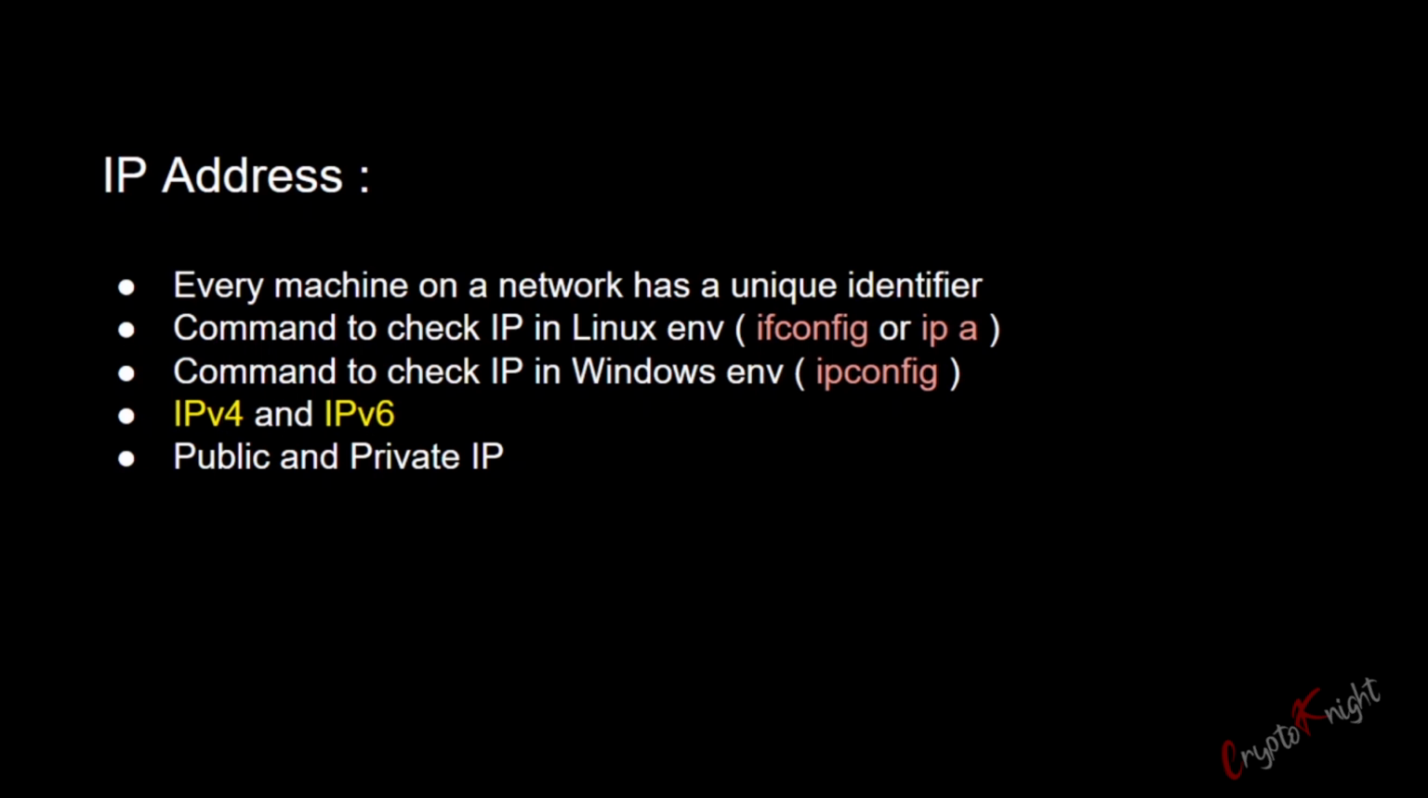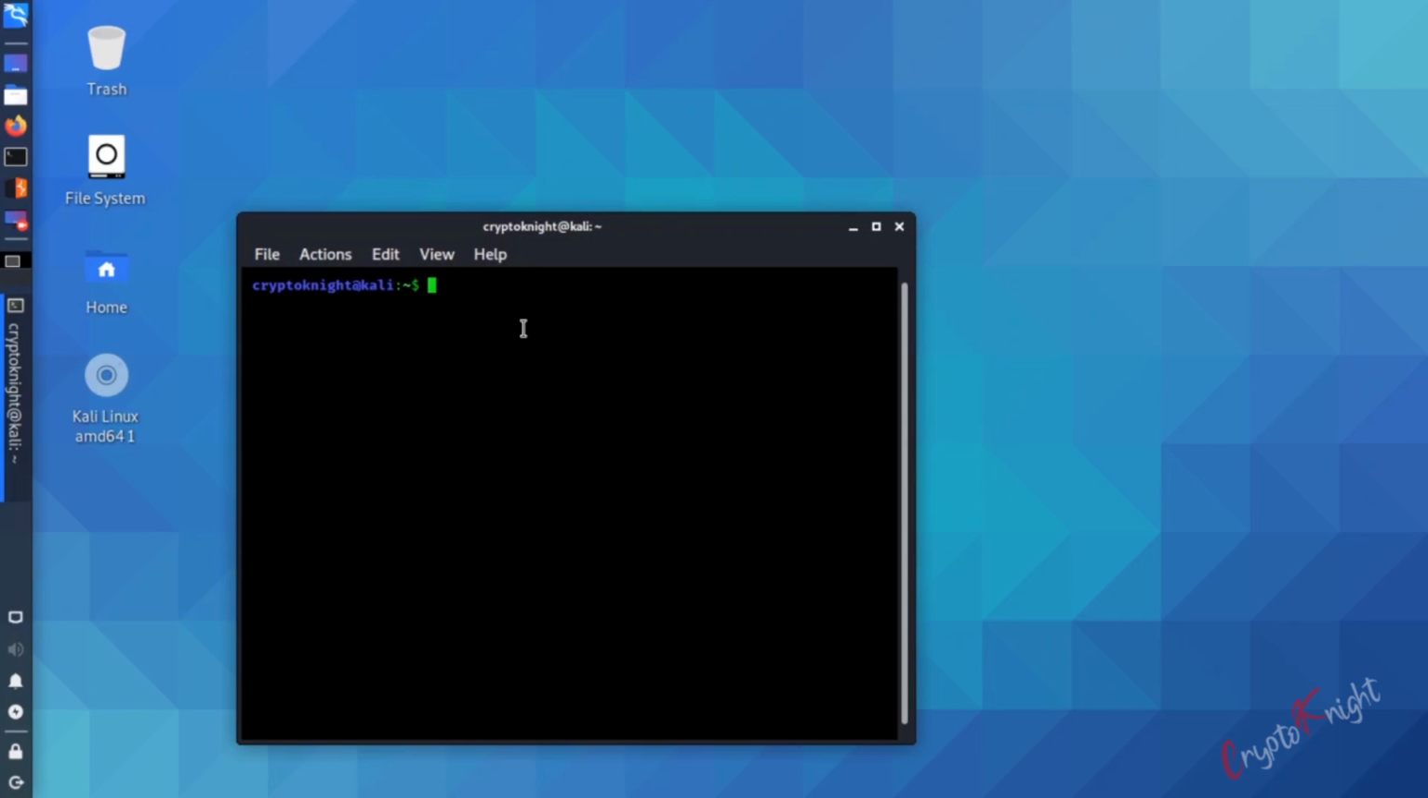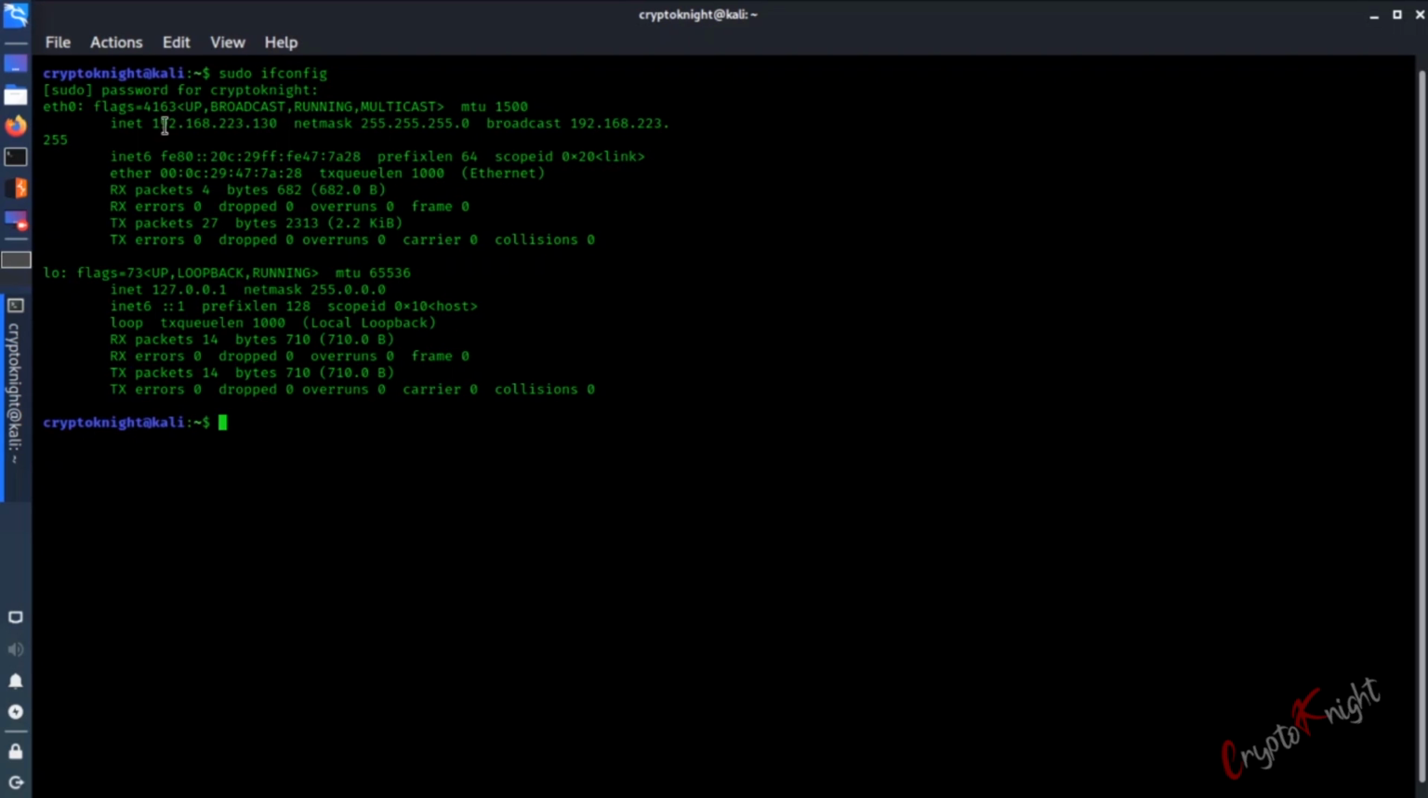There are two versions of IP addresses, IPv4 and IPv6. And if we talk about types of IP addresses, there are two types, public and private. Let me tell you what the difference actually is. After you have opened the terminal, type sudo ifconfig. The IP address which is mentioned here is the private IP address. I will explain what it actually is, but just to show you, this is the private IP address.